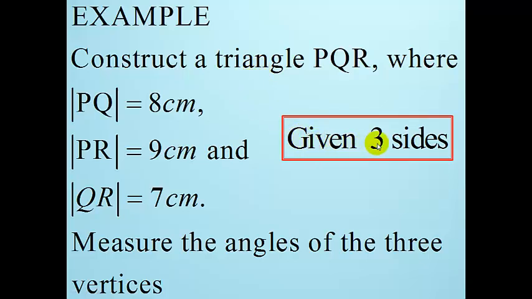Here we are given three sides. We are given all the three sides. That is, we are given the side PQ to be 8 centimeters. We are given the side PR to be 9 centimeters. And we are also given the side QR to be 7 centimeters. Now let's see how best we can construct this triangle with the three given sides.